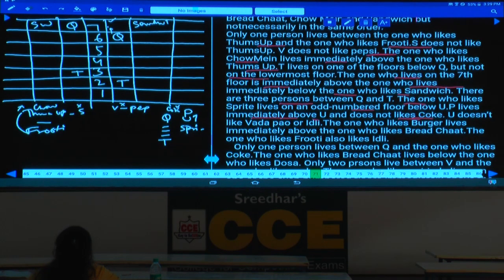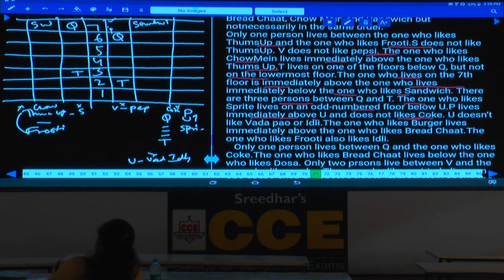And U does not like vada pav or idli. Vada pav or idli is ruled out for U.